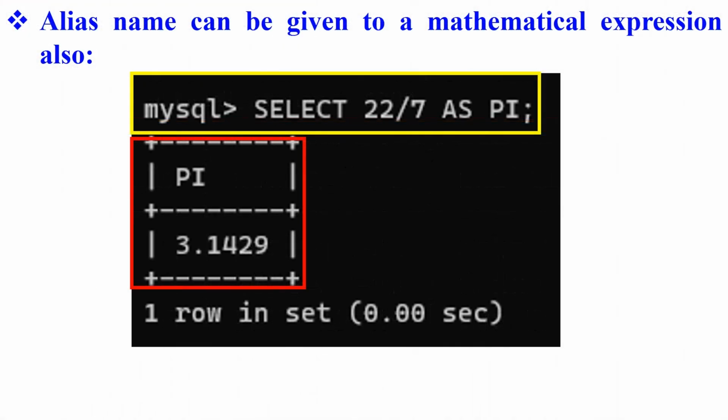Alias name can be given to a mathematical expression also. Let's see an example. Look at the yellow box. In the MySQL prompt we type the statement, select 22/7 as pi; Now press enter key. What will be the display? Yes, look at the red box. The output displayed is the pi value 3.1429.